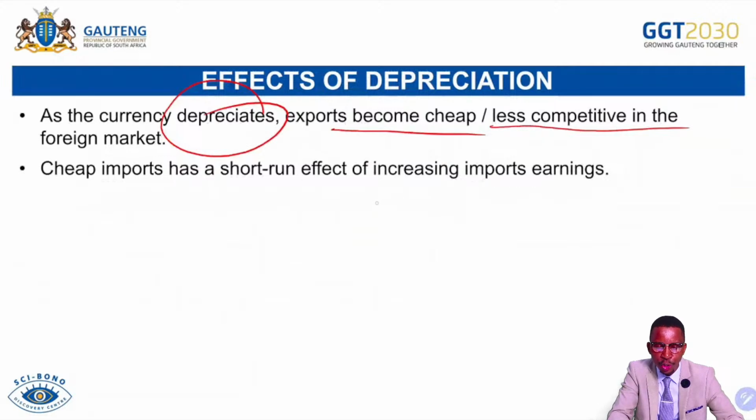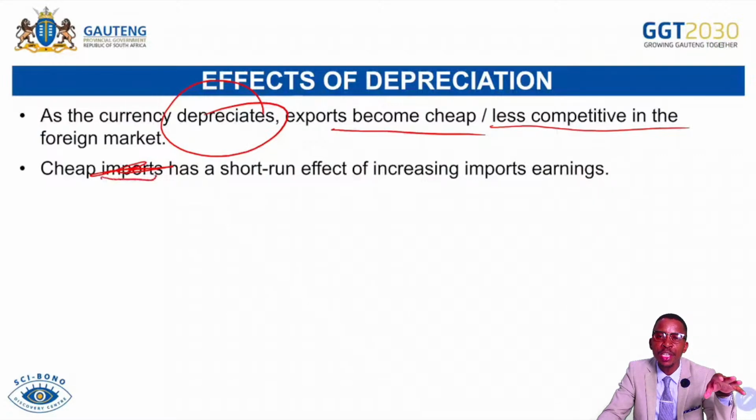So let's check. As our currency depreciates, our exports will be cheap. Those are exports that will become cheap. Then there might be more demand for our exports. However, the prices might be decreasing more than the cost of production, which will be bad for our domestic firms.